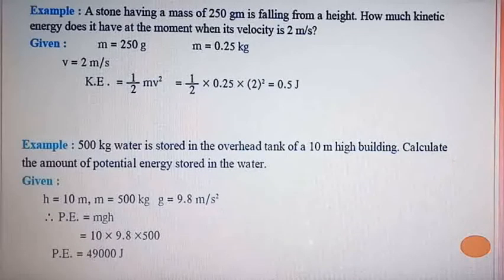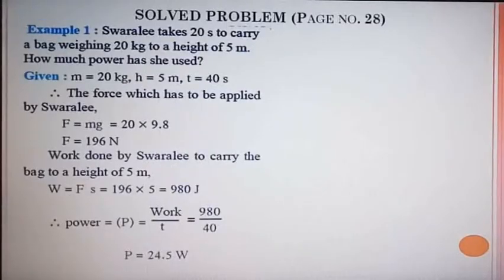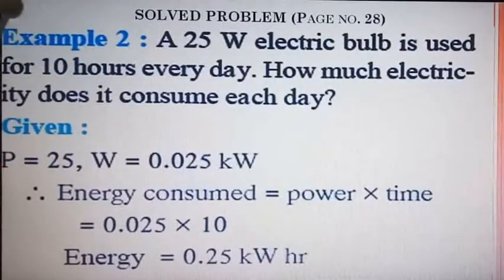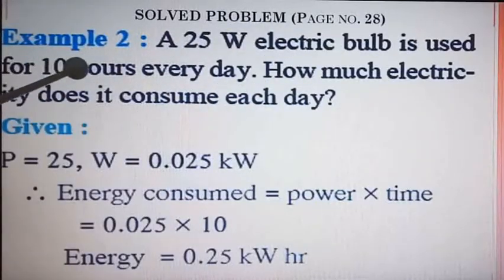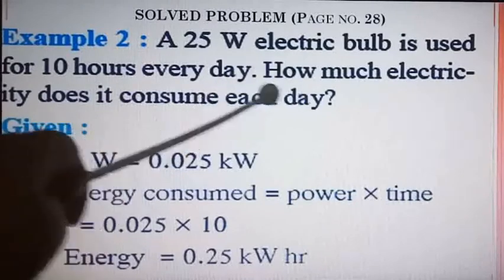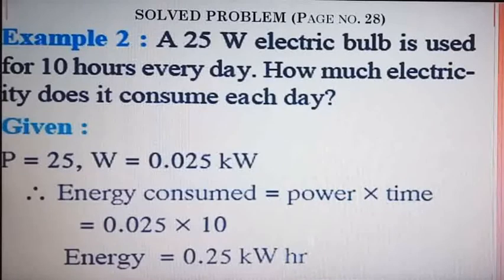Now the revision of next solved example on page number 28. We have taken only the second example over there. Example number 2. A 25 watt electric bulb is used for 10 hours every day. How much electricity does it consume every day? Now we have not taken the first example because it is very simple, related to again power, work upon time. So second example we will solve.